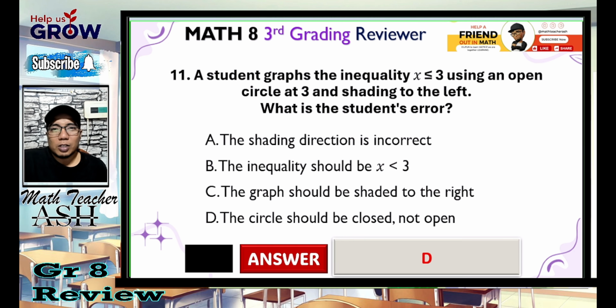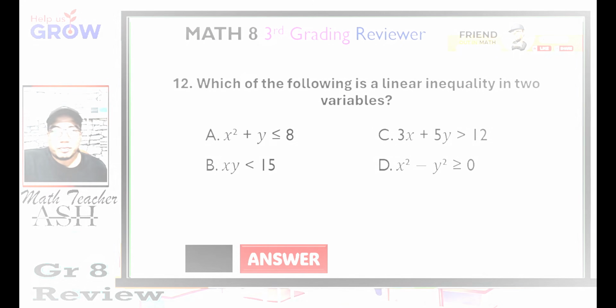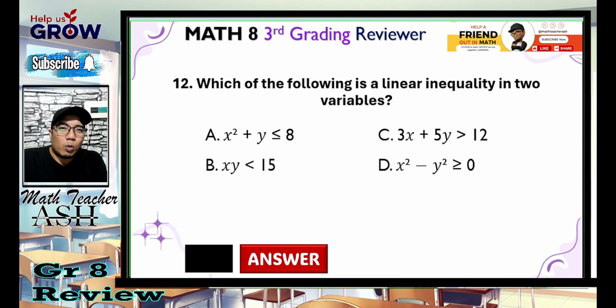Alright, so now let us go to question number 12. Which of the following is a linear inequality in two variables? Is it A, x squared plus y is less than or equal to 8? B, xy is less than 15? C, 3x plus 5y is greater than 12, or D, x squared minus y squared is greater than or equal to 0? I'll give you 5 seconds to think about your answer.